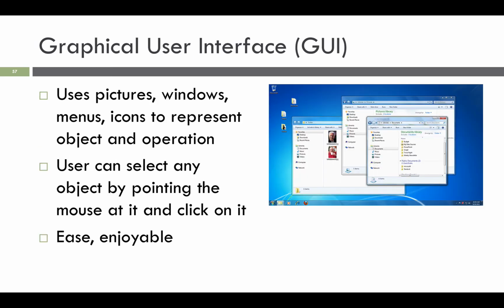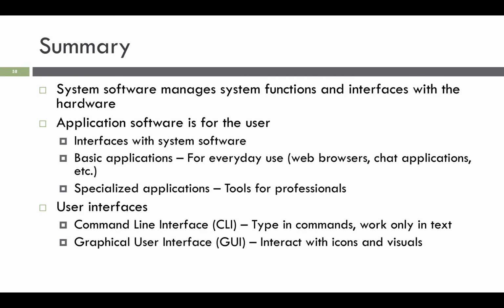Graphical user interfaces are easy to use since a user can visually see what they're doing. They use a mouse or touch screen to click on the icon to interact with the software. In summary, system software manages system functions and interfaces with the hardware. Application software is for the user. It's what they use to accomplish a task on a computer. Application software interfaces with system software, which then allocates system resources to the application.